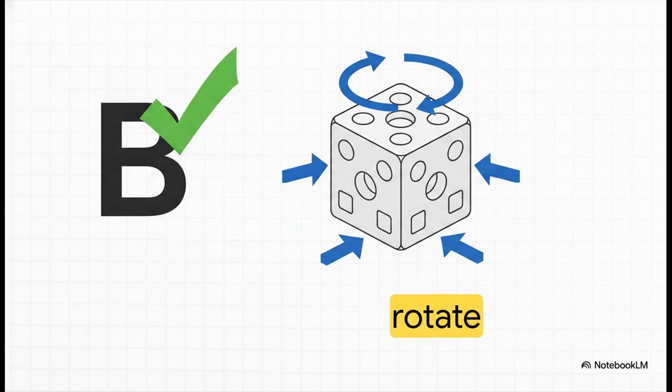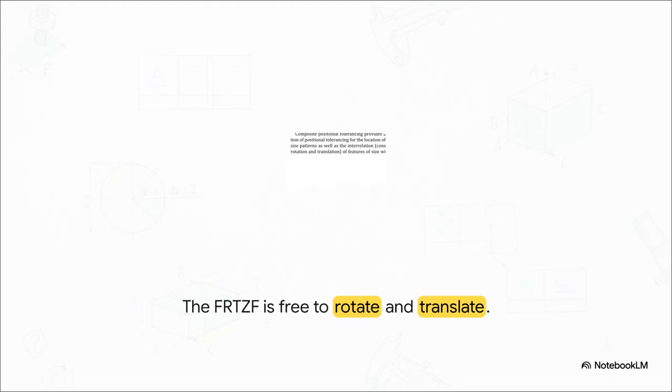Without datums in that lower segment, the Feature Relating Tolerance Zone Framework is completely free to rotate and translate. Let's pull directly from the text in ASME Section 10.5.1.1. It clearly states, when datum feature references are not specified in a lower segment of the Composite Feature Control Frame, the FRTZF is free to rotate and translate.